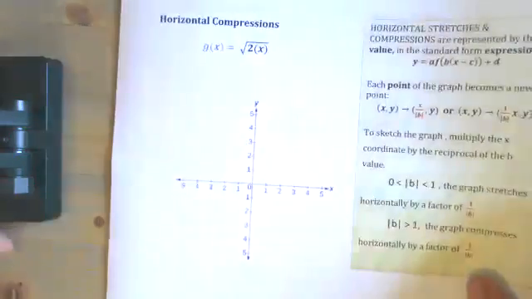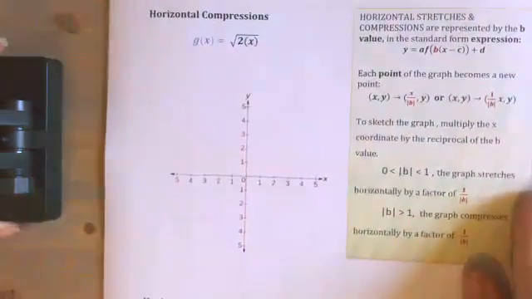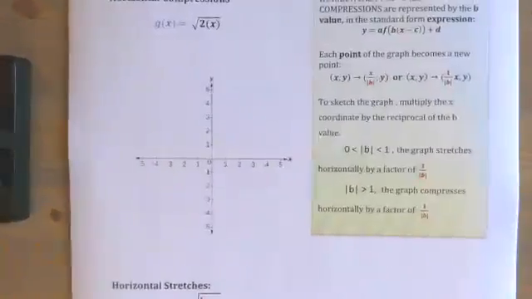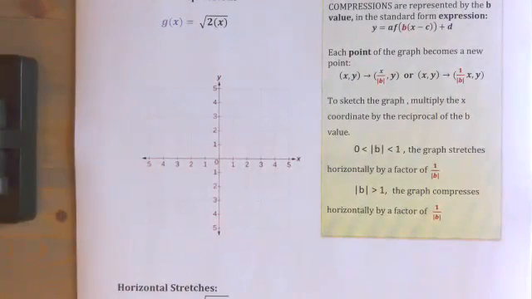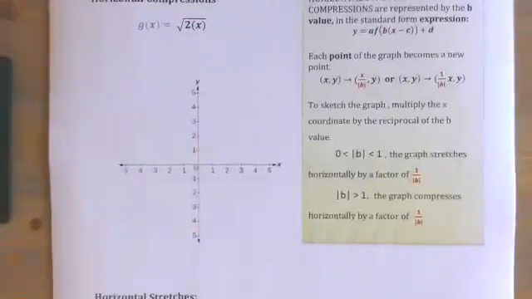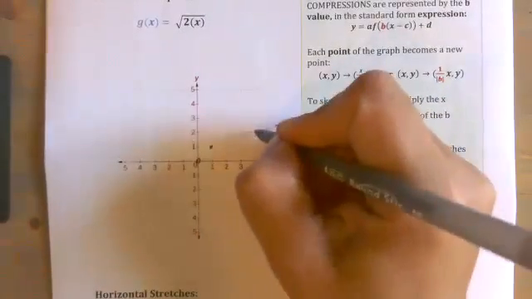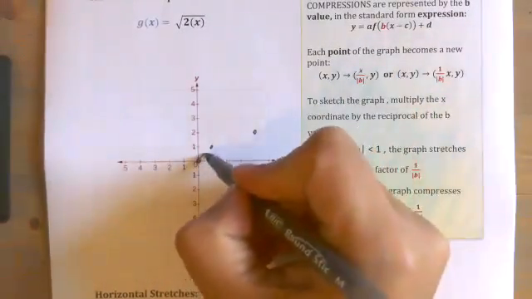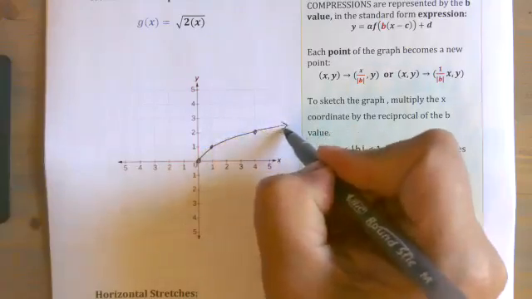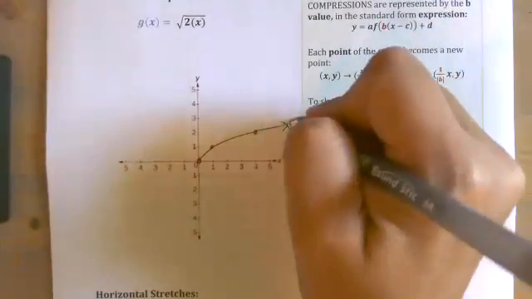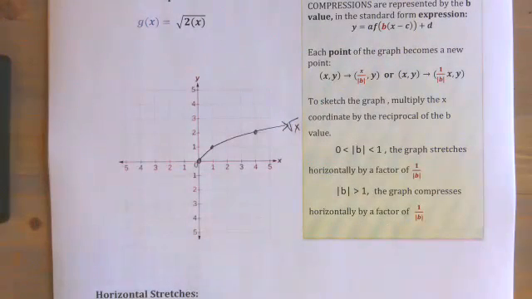Okay, horizontal compressions and horizontal stretches. So we're going to use again the square root of x. That's our parent graph. I hope this is big enough for us to be able to see it. So let's do (0, 0), (1, 1), (4, 2) right there. So we are going to look at the graph of square root of x again to see how it's going to look for horizontal compression and stretches.